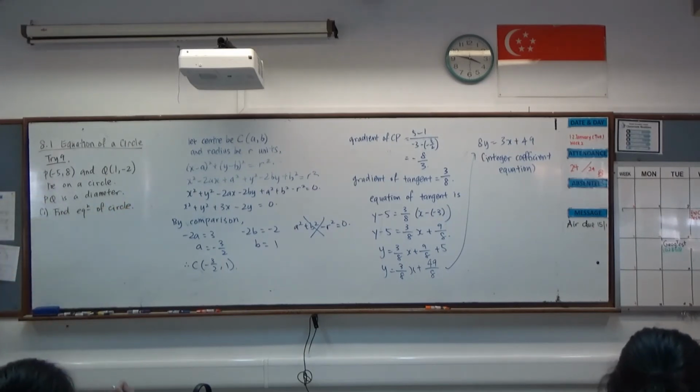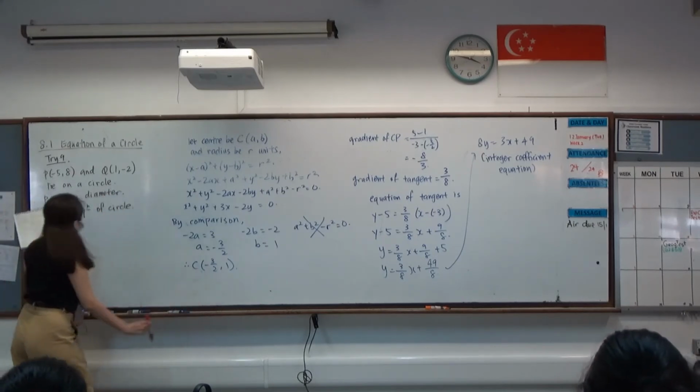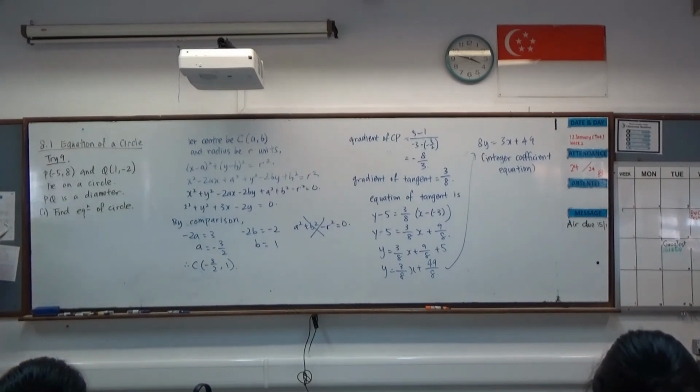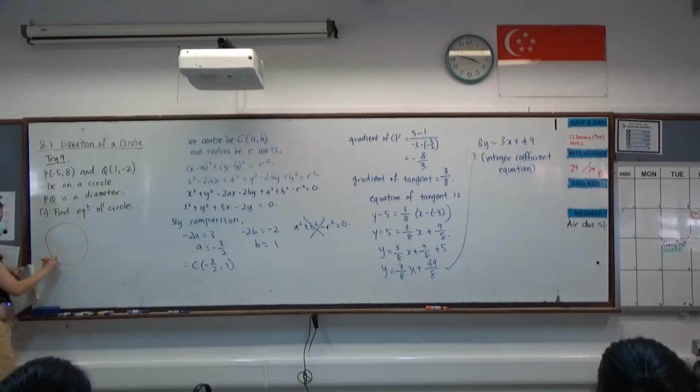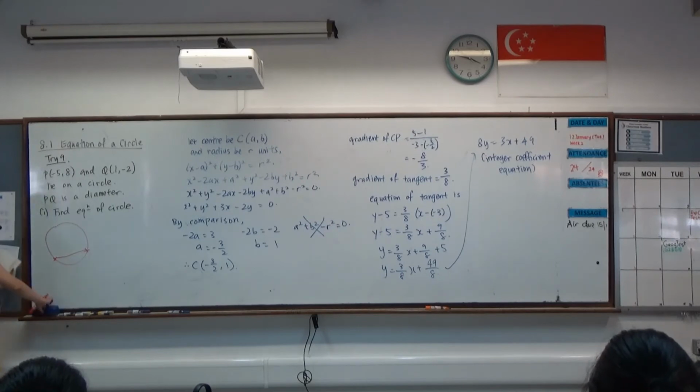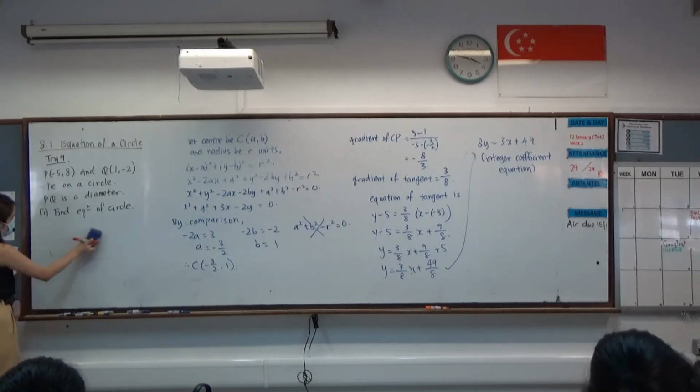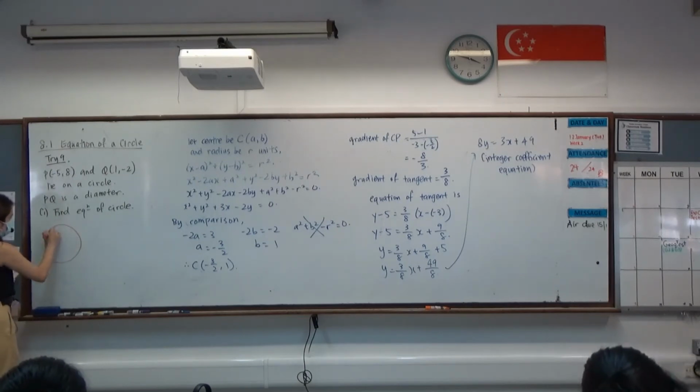They give you P and Q, it lies on the circle. PQ is a diameter. Okay? Because it says that it is a diameter, it is very useful in telling us that PQ passes through the center. If they did not say that PQ is a diameter, even if PQ lie on the circle itself, it can always be a chord.